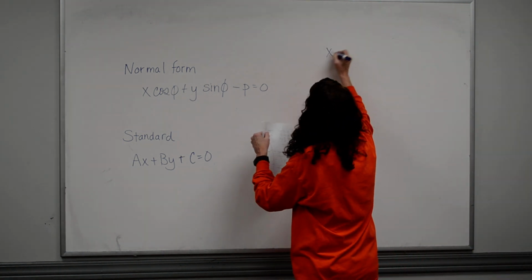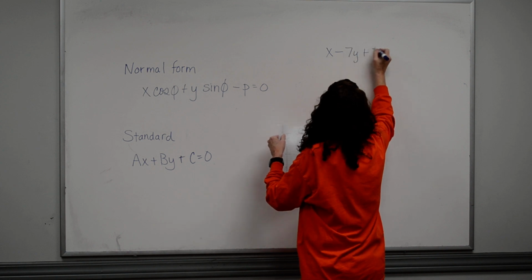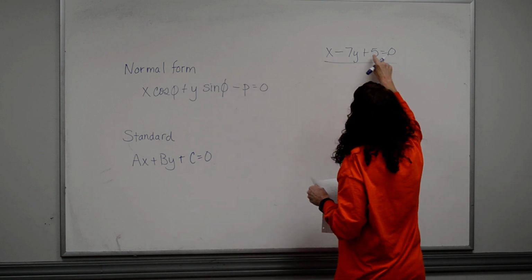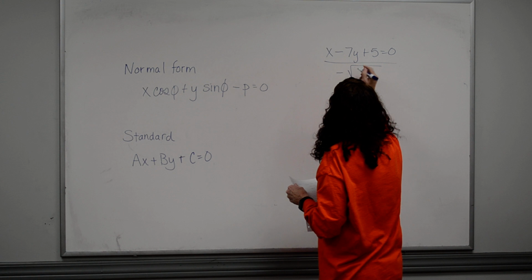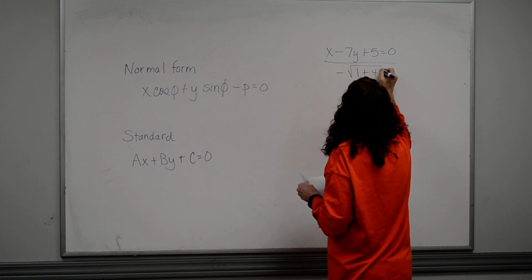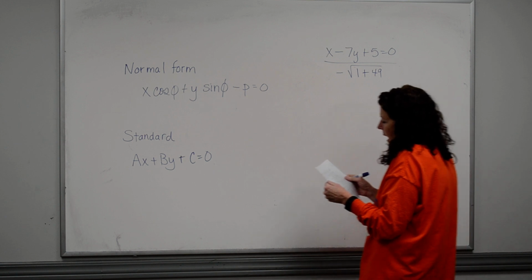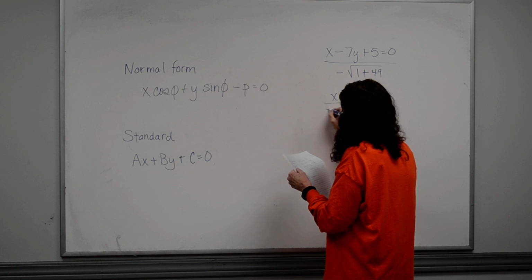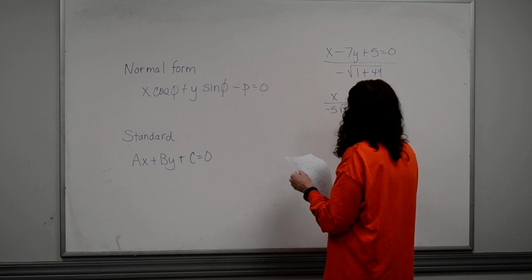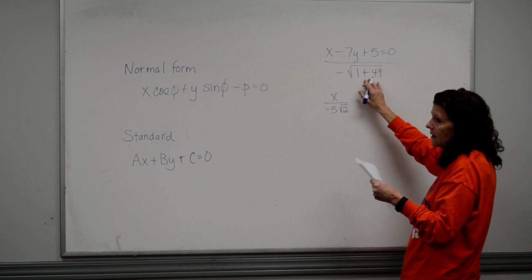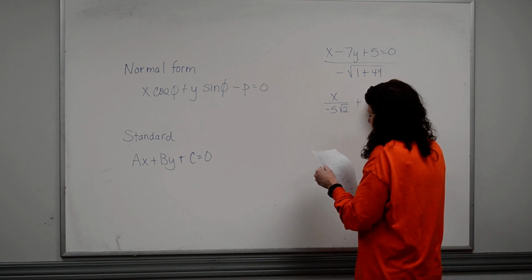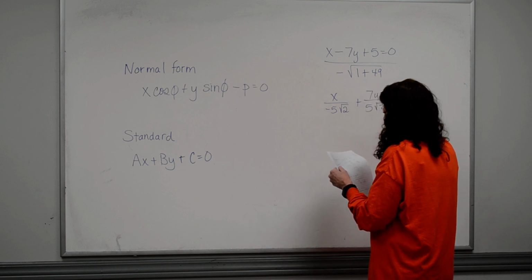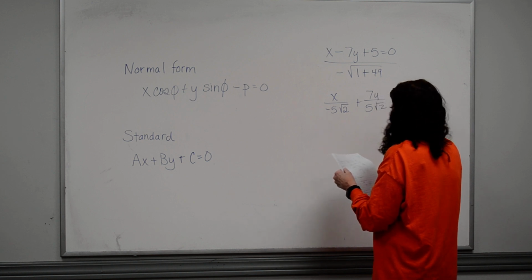My standard is x minus 7y plus 5 equals 0. So I'm going to divide it by the square root of negative 1 squared plus 7 squared. So I have a square root of 50. So I'm going to have x over negative 5 on the square root of 2, because I broke down 50 into 25 times 2, plus 7y over 5 on the square root of 2, minus 5 over 5 on the square root of 2.